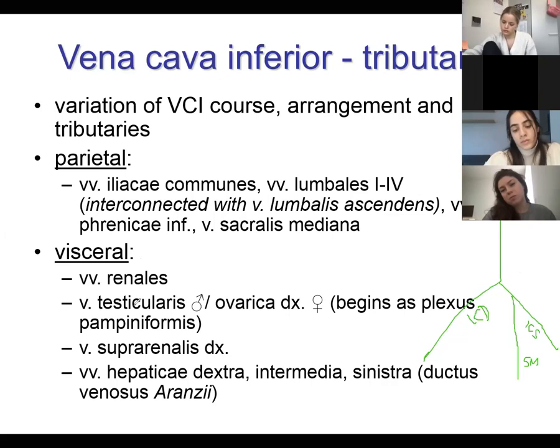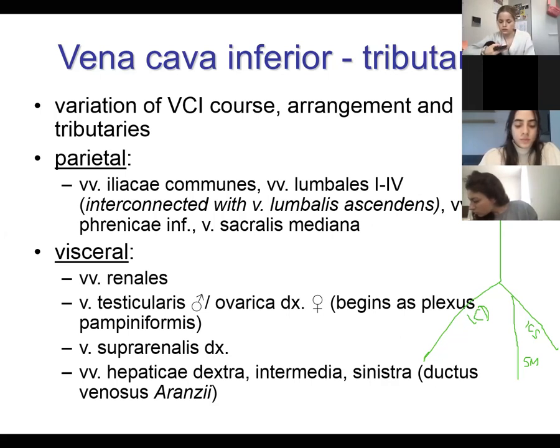Okay, we have parietal and visceral branches. So let's start with the visceral branches. Of course, we have the renal ones. And don't forget the relationship of the left renal vein. It is between superior mesenteric artery and aorta. So it can be entrapped, and we call it nutcracker syndrome. You may remember that we have talked about that last time. Yeah. So left renal vein is between aorta and superior mesenteric artery.